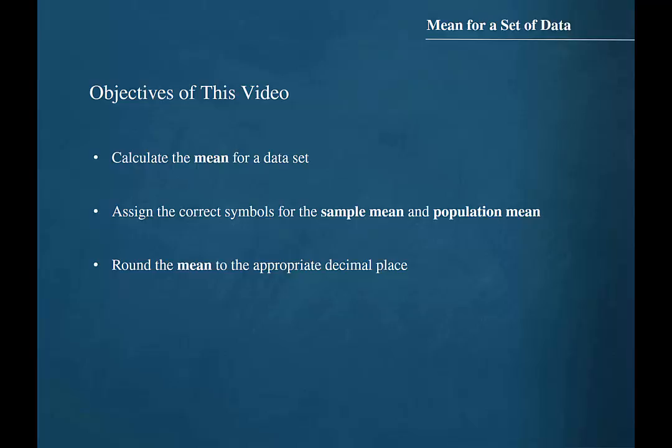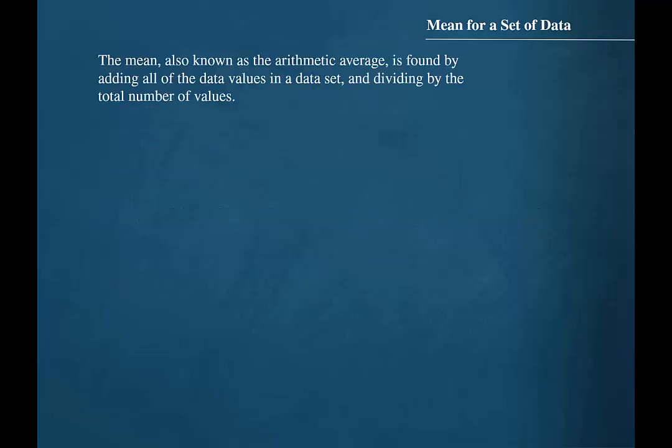The objectives for this video are to learn how to calculate the mean for a dataset, assign the correct symbols for the sample mean and population mean, and round the mean to the appropriate decimal place. The mean, also known as the arithmetic average, is found by adding all of the data values in a dataset and dividing by the total number of values.